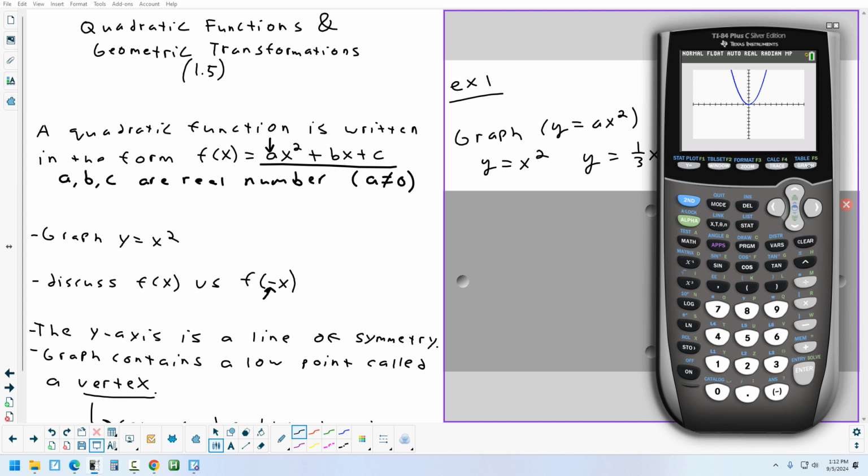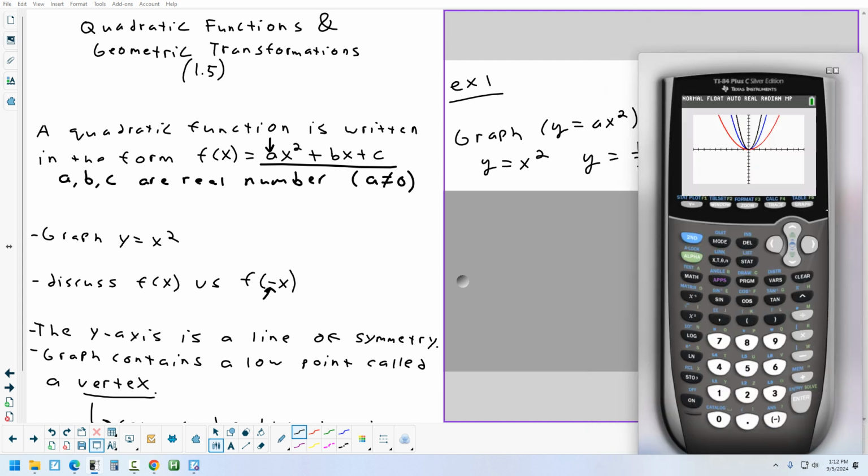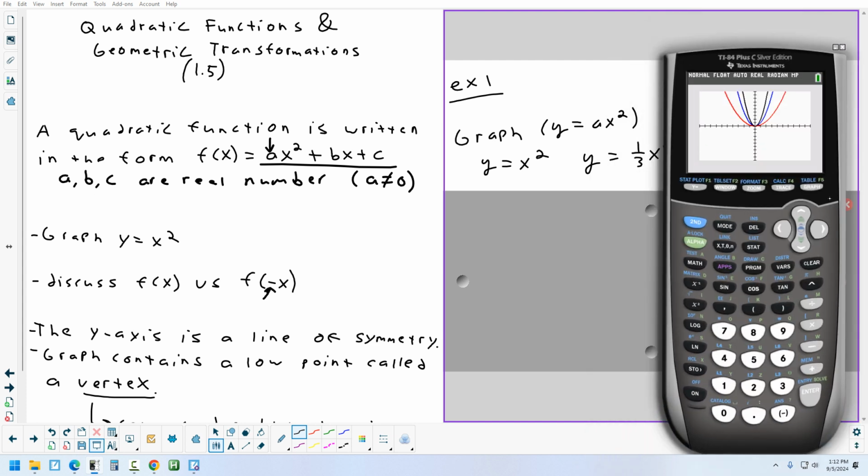Okay, that's the original. The next one in red, this is the 1/3 x squared. And then the one in black you're going to see in the middle, that's the 2x squared. What's the difference? What happened when we changed that number in front of x squared? What did it do to the picture?